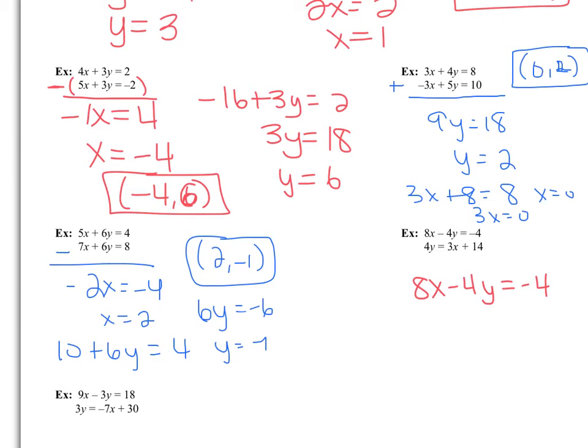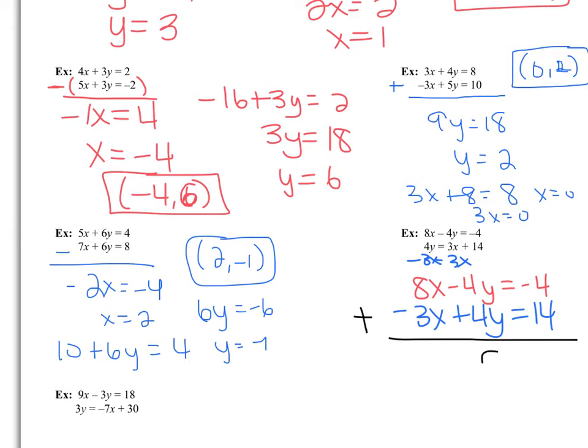So the other equation, to manipulate that, I'd have to minus 3x from both sides, but I also need that x term to come first and line up with the 8x. So that's a negative 3x term. The 4y is a positive term, and then it all equals 14. So now I'm ready to either add or subtract. In this case, I'm going to add because I have opposites. I have a negative 4y and a positive 4y. And so I end up with 5x equals 10, x equals 2.